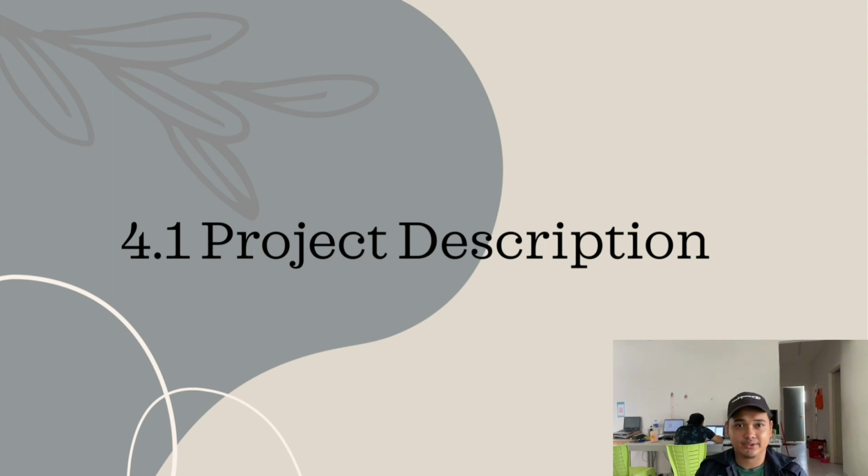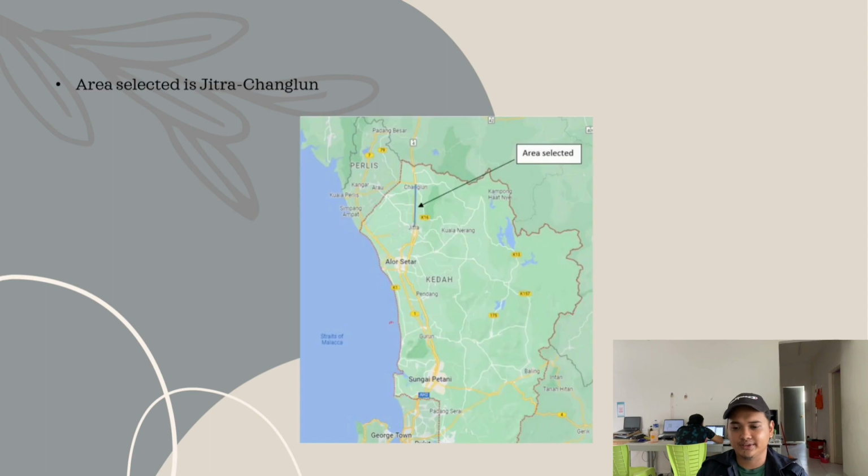Firstly, I would like to discuss the project description of the transmission line project that we have chosen, which is the route from Jitra until Chandun. As you can see here in the map, I have marked the selected area from Jitra until Chandun.